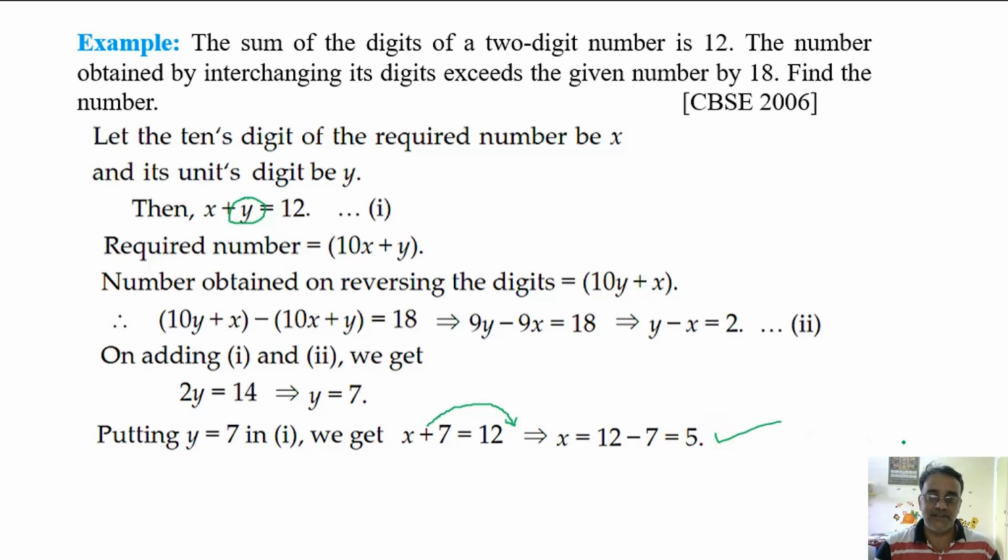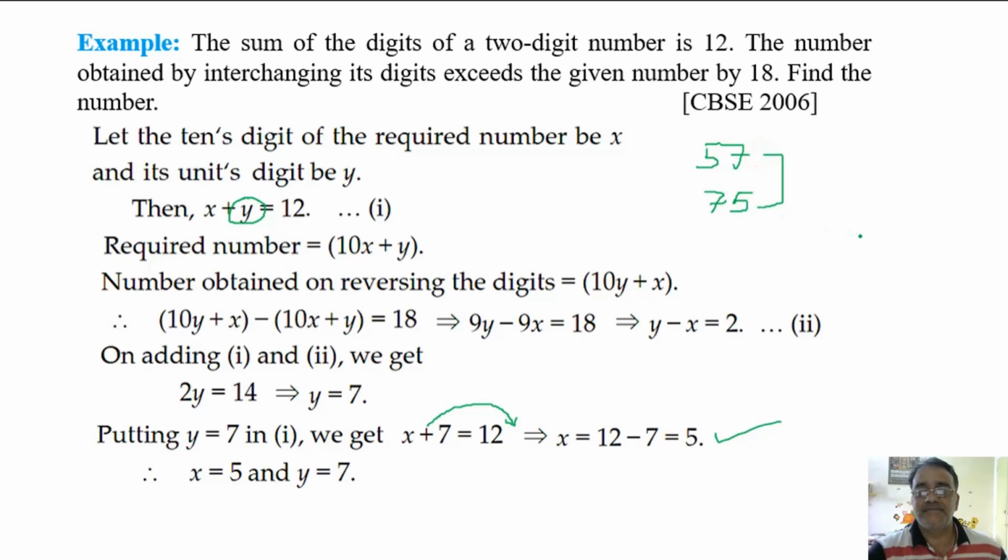Hence the required number. What is the required number? 57. The required number is 57. See, if you reverse the number, you will get 75. Original number is 57. Now, what is the difference between these two? 18. Right? That means our answer is correct. So, any doubt here in this question?